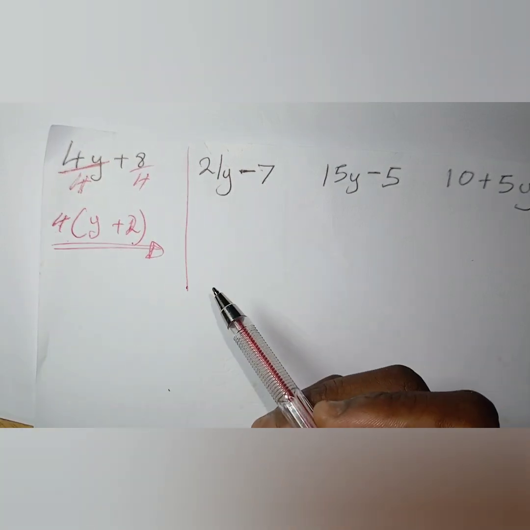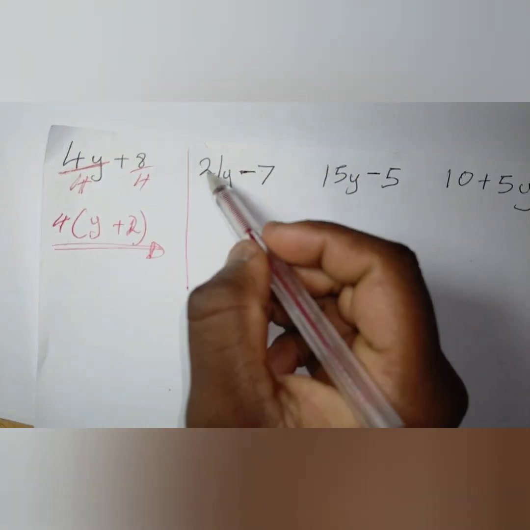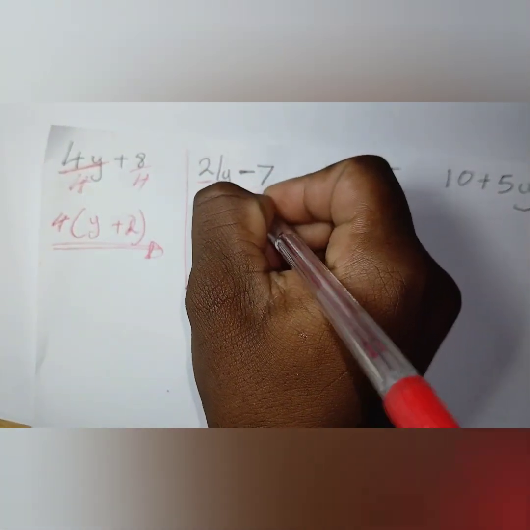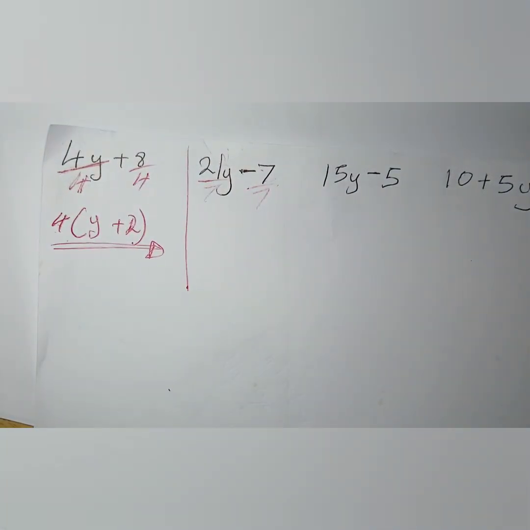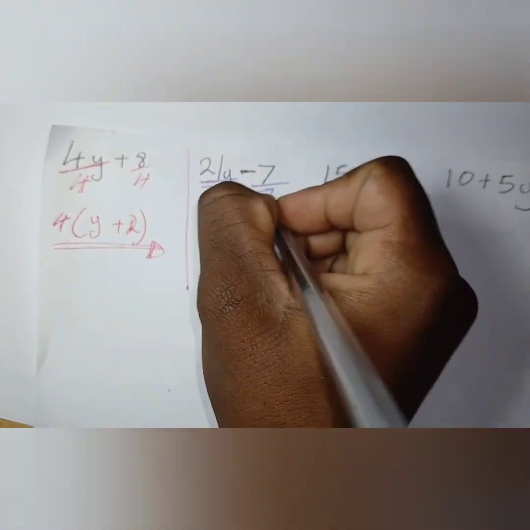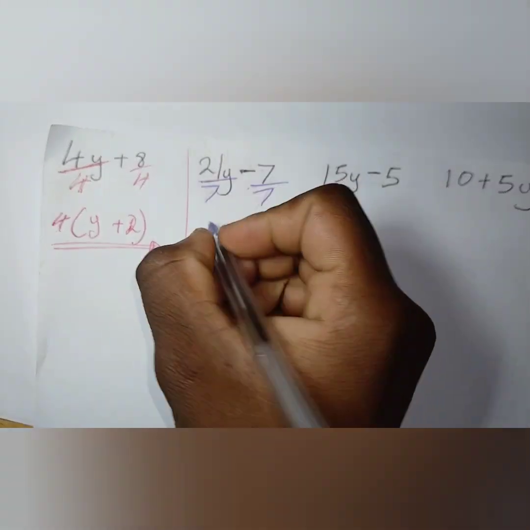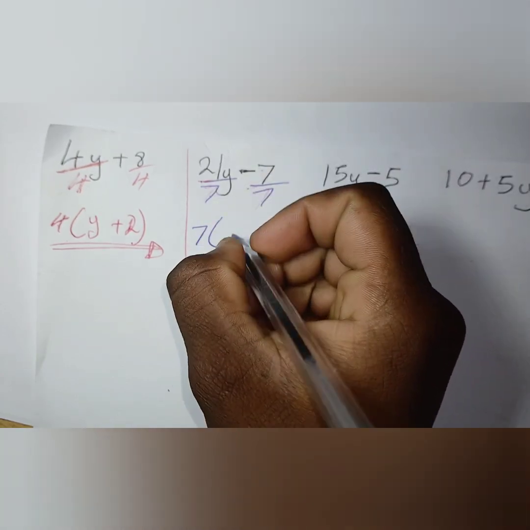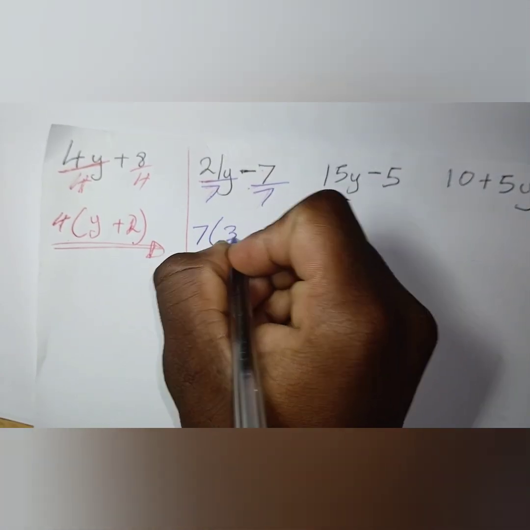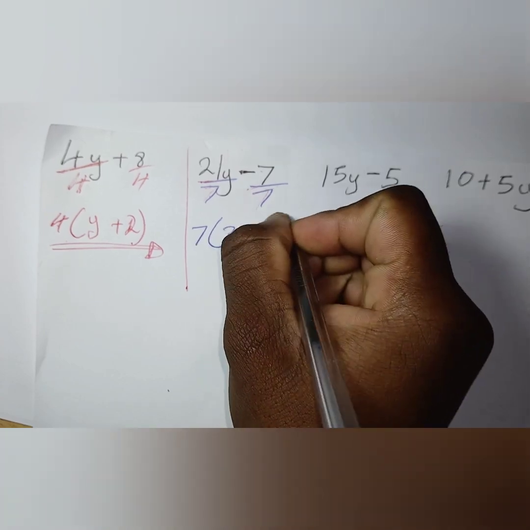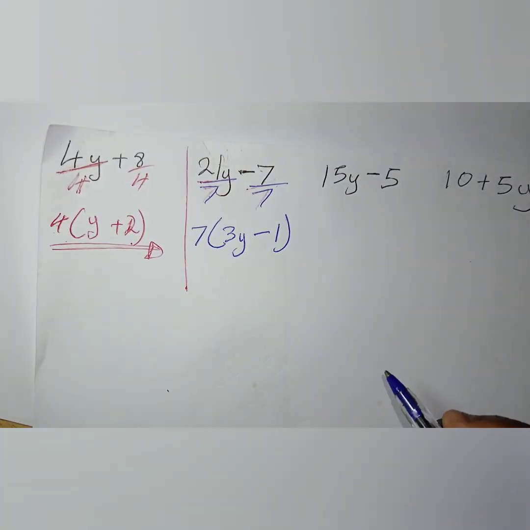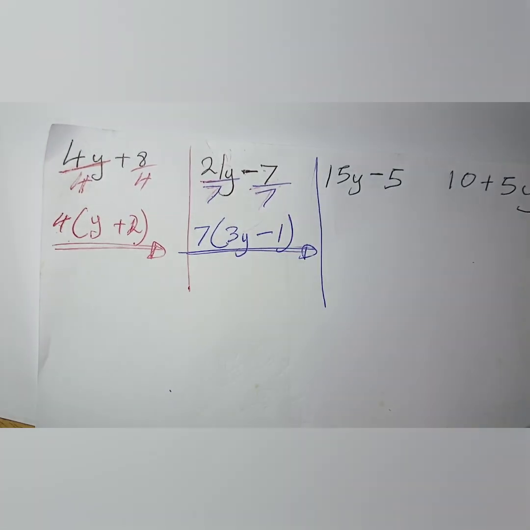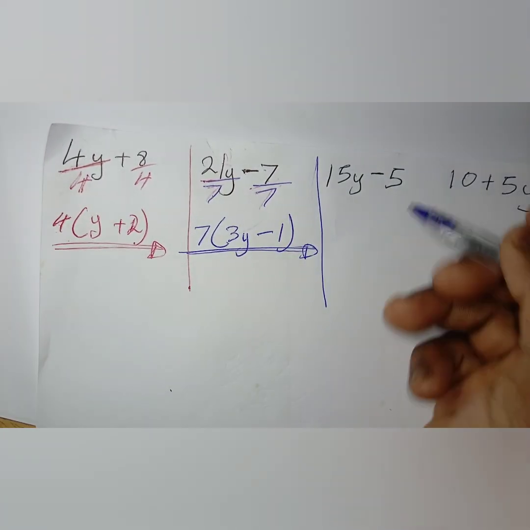Then let's look for a common factor here. We look for a bigger number that we can divide both by, which is 7. You take it as your common factor. If you divide here, you will get 3, and minus y. You see this? So also this one, I just factorize by looking at the common factor.